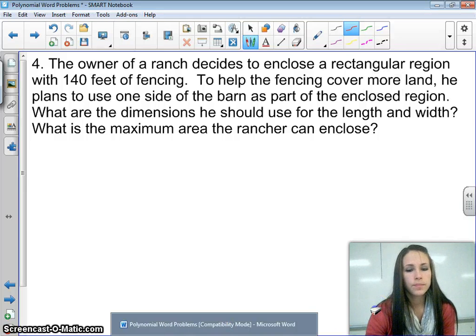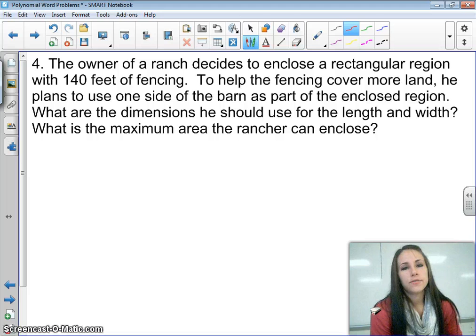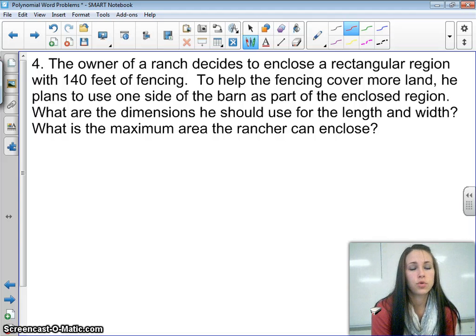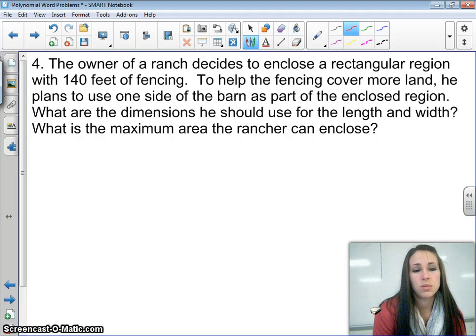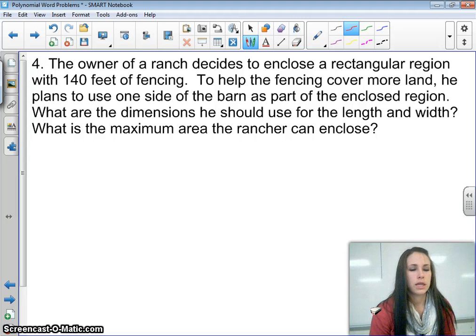Okay, so for number 4, this one's a little bit different from ones that we did in the first video too. It says the owner of a ranch decides to enclose a rectangular region with 140 feet of fencing. To help the fencing cover more land, he plans to use one side of his barn as part of the enclosed region. What are the dimensions he should use for the length and the width, and what is the maximum area that the rancher can enclose?